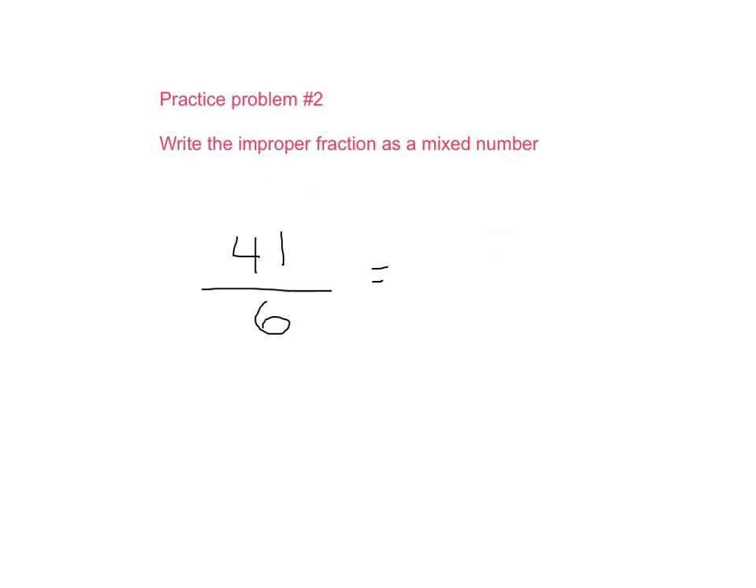Second problem is write the improper fraction as a mixed number. First, you need to ask yourself, how many times does 6 go into 41? 6 goes into 41 6 times. I know 6 times 6 is 36, and the difference between 41 and 36 is 5. So that leftover 5 is my numerator, while the denominator stays the same. Your answer is 6 5/6.